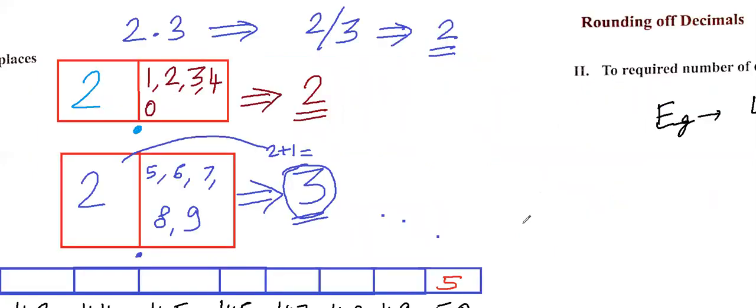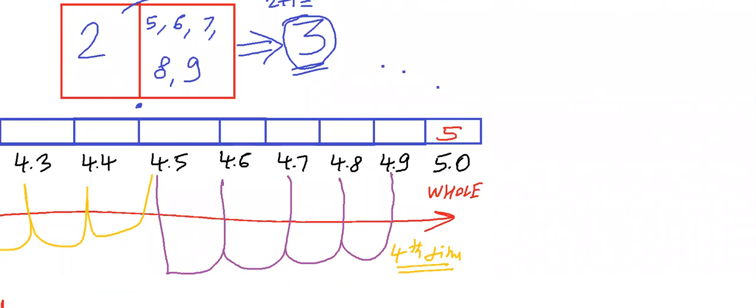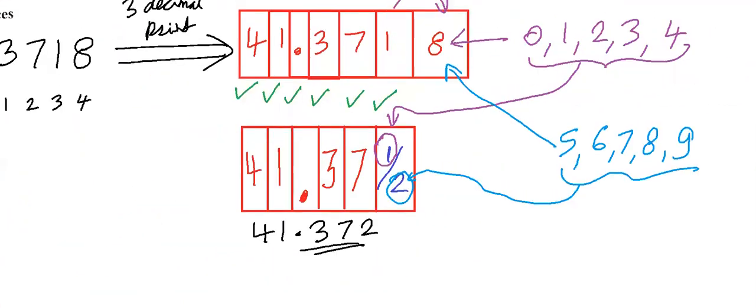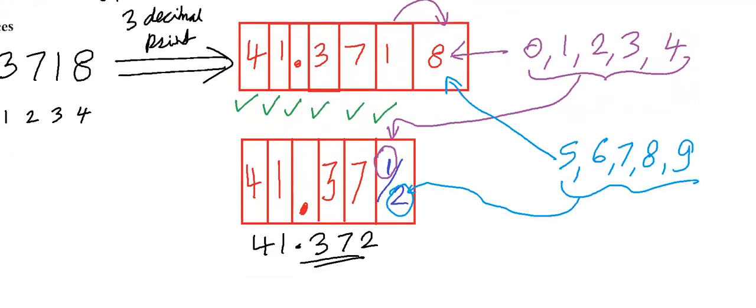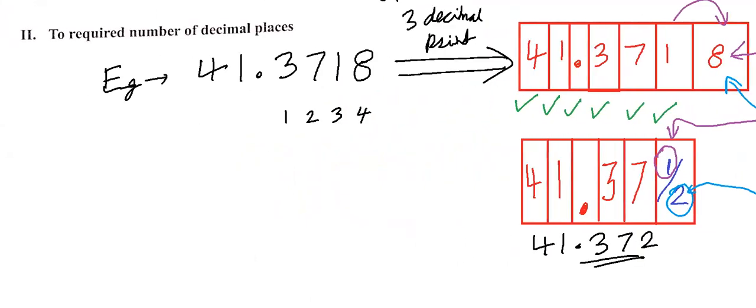Understood this? Yes, sir. Sir, can we only take 1 or 2? No, it depends upon the number. Let me explain the rounding off to 2 decimal places, then you will understand better. Let me explain again with 2 decimal places.